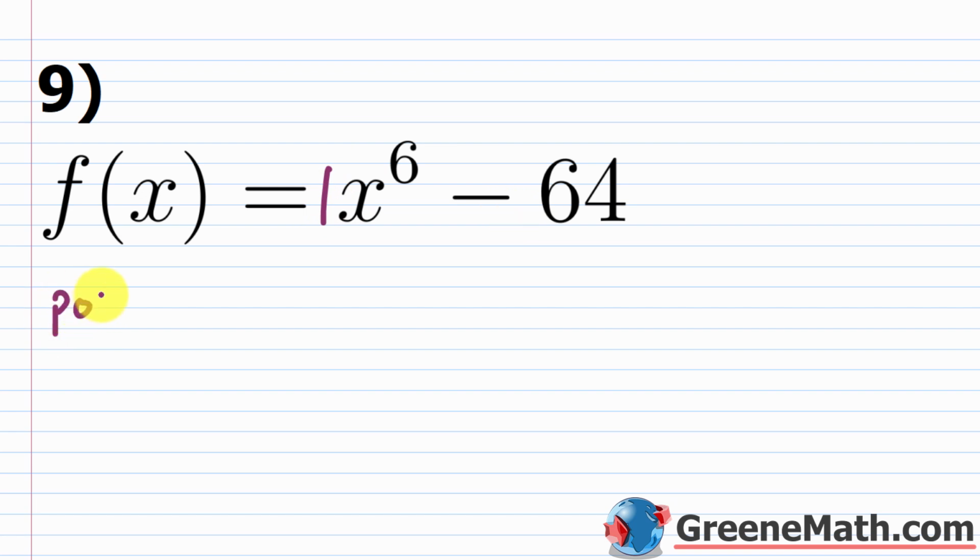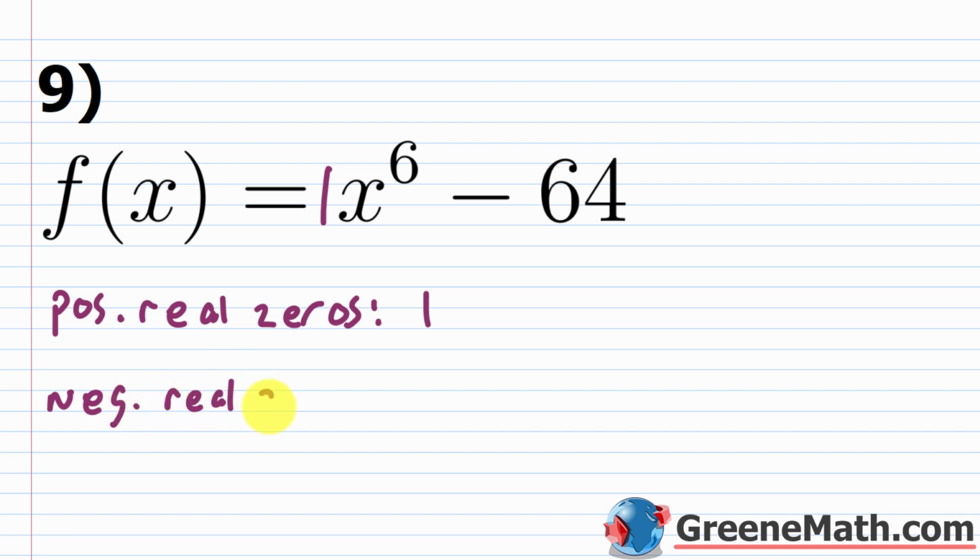So for the positive real zeros, let me fix that. We're going to say there's exactly 1. For the negative real zeros, what do we notice here? Again, this is an even function. If I did f of negative x, I'm going to get the same thing because this is an even exponent right here. So basically there would be one sign change. So this would be a 1. So in terms of the positive real zeros, you're going to have exactly 1. And then in terms of the negative real zeros, you're also going to have exactly 1.